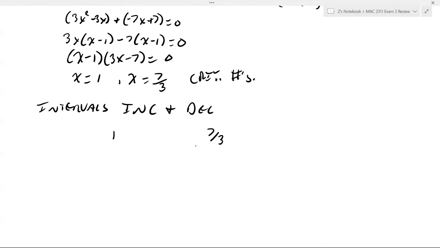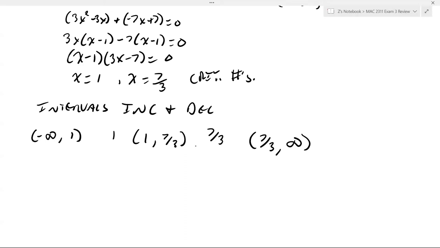And we use these critical numbers to break up the interval upon which this function is defined, which is all numbers from -infinity to positive infinity. If there are two critical numbers, it's going to break them up into 3 intervals. So these intervals are going to be -infinity to 1, from 1 to 7/3, and from 7/3 to infinity. So we're figuring out whether the original function is increasing or decreasing on these 3 intervals.